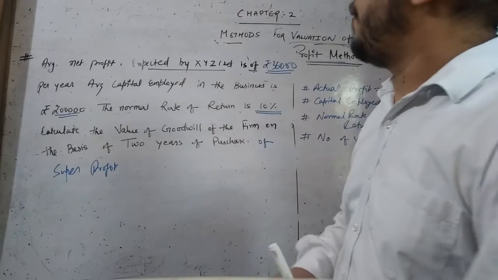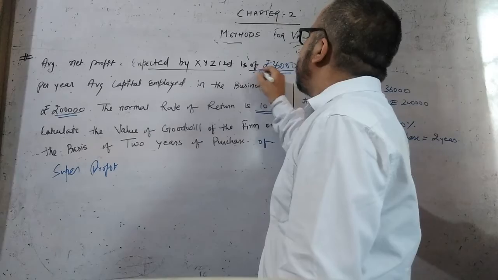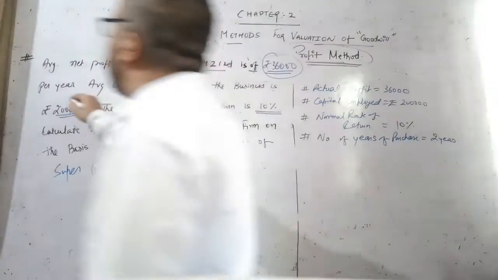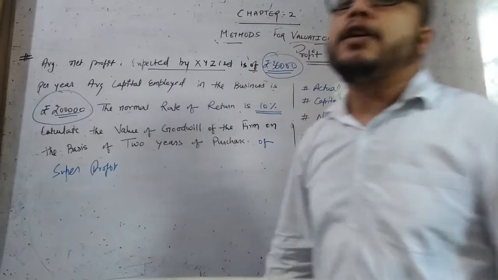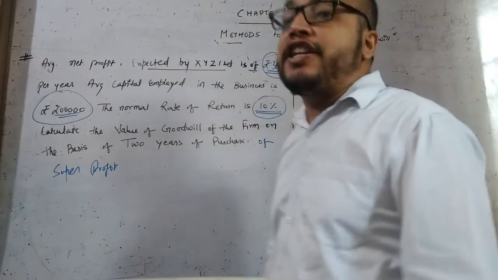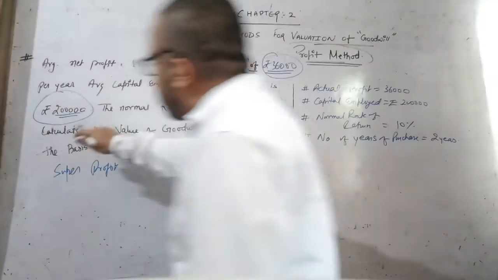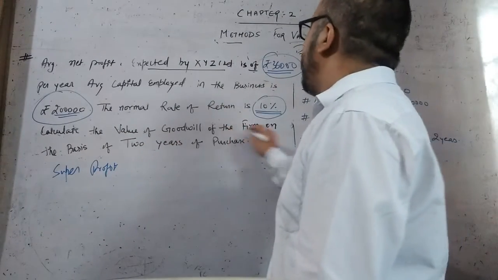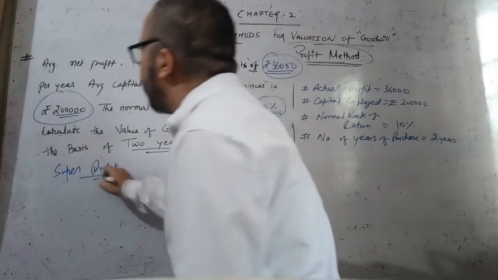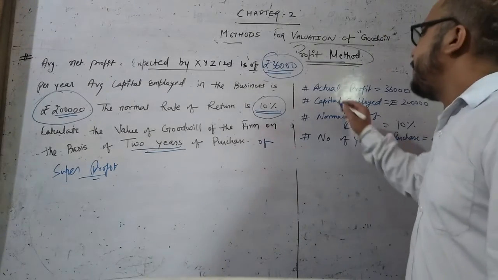In the given problem, average net profit expected by XYZ Limited is rupees 36,000, and they will make that profit by investing rupees 2 lakh. It means capital employed by them is 2 lakh. Now, the normal rate of return means the rate at which they will generate the profit if they are not using that famous name. They are asking us to calculate the goodwill of the firm on the basis of 2 years purchase by super profit method.